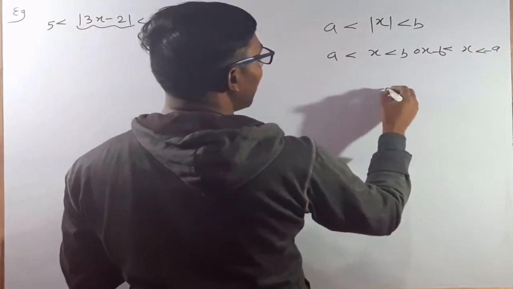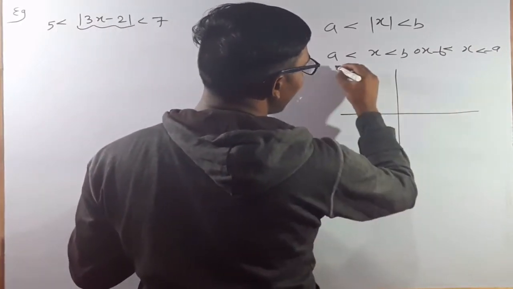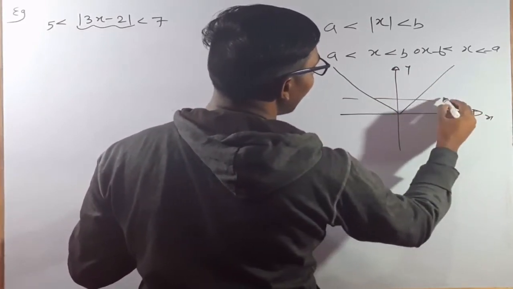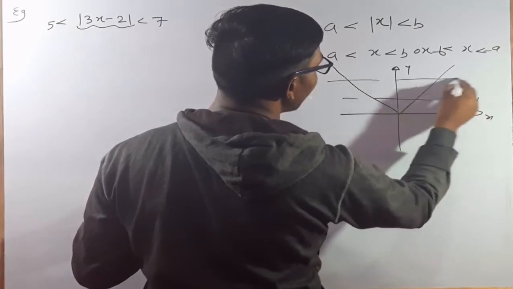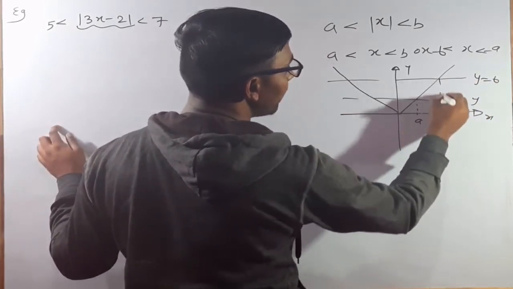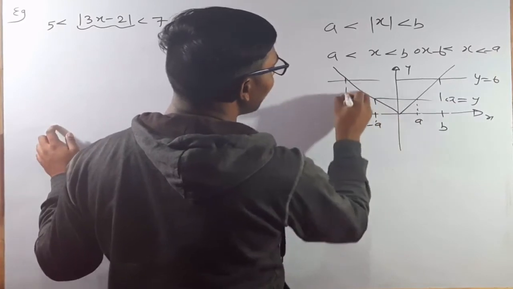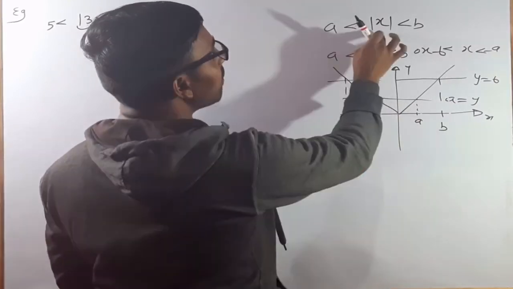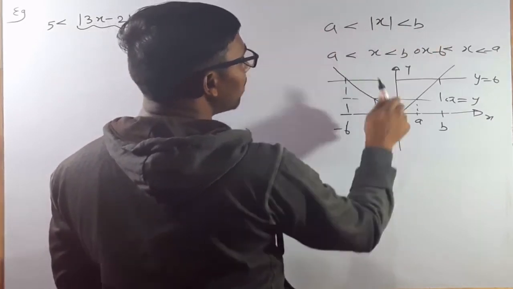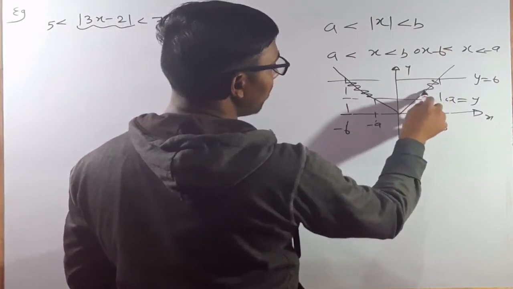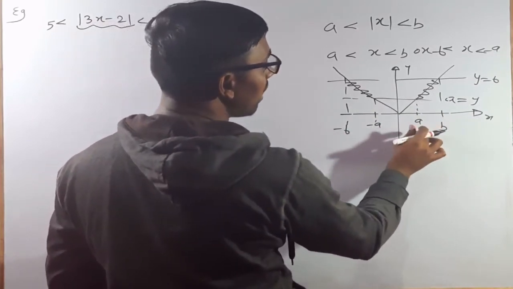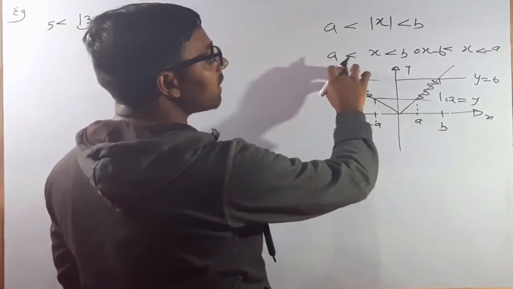Here I'm saying this is the mod function, okay. This is the y-axis, this is the x-axis, this is y equals a, this is y equals b, okay. So we can find the coordinates of these. This is going to be a, this is going to be b, this is going to be minus a, this is going to be minus b, okay. We are saying that modulus of x is lying between a and b, okay. So we need to extract these values of x only. So here we can say x should lie between minus b to minus a, or x should lie between a to b. This is what we have written here, okay.